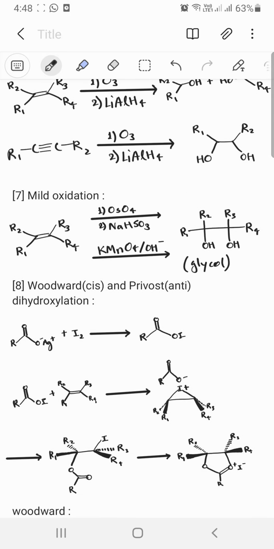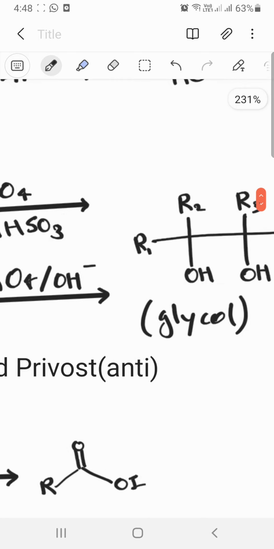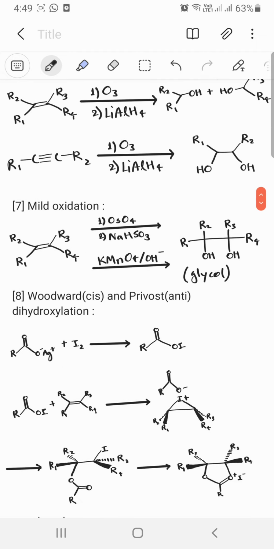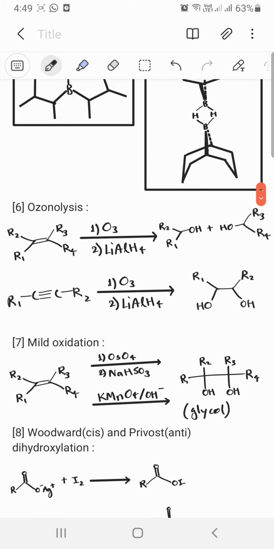Okay, so OsO4 is a mild oxidizing agent, and NaHSO3. Okay, we don't exactly know what the purpose of that is. It doesn't matter. In the end, we know what the reaction does, right? That's all we need. This thing is called glycol. Okay, cold KMnO4, OH minus, that would also do this thing, right? Hot acidified KMnO4 that cleaves the whole thing. So we don't want to be using that.